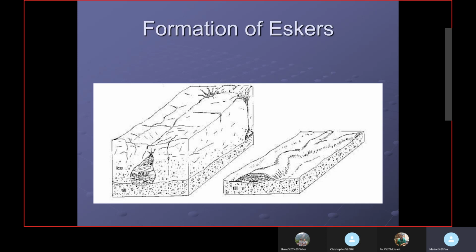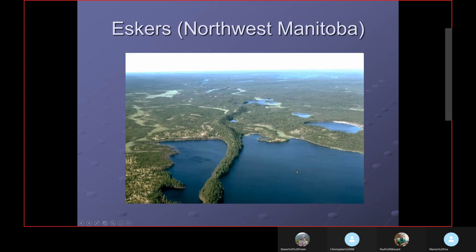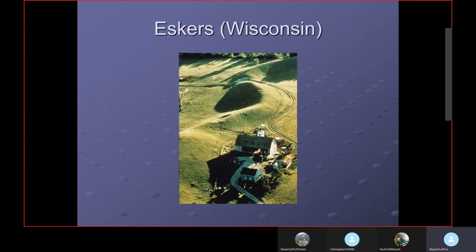And here's a formation of eskers. We have water in here and ice, and then it flows out, and we get almost like a tube here, and it forms these eskers, and that's what they look like. Diagram. Here's a picture of some in northwest Manitoba, and we can see the eskers as they go along. Here's more in Wisconsin, eskers in Wisconsin.